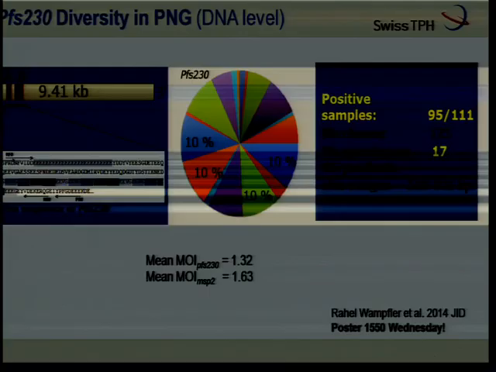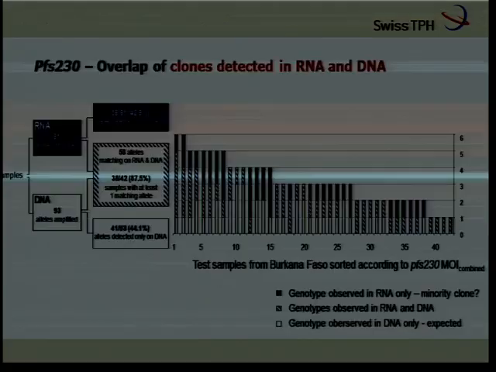So the diversity of that marker, PFS230, including 2 regions as well, was assessed on DNA level in PNG. So we had in 95 samples, we found 17 genotypes. This is quite a high resolution for a genotyping marker. So we were quite pleased with this.